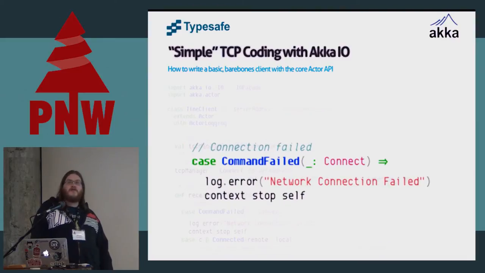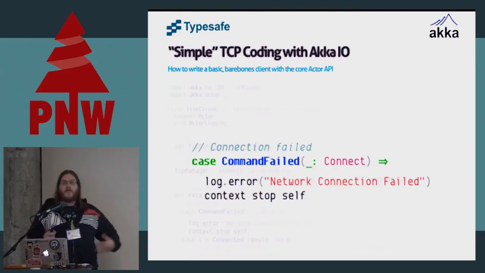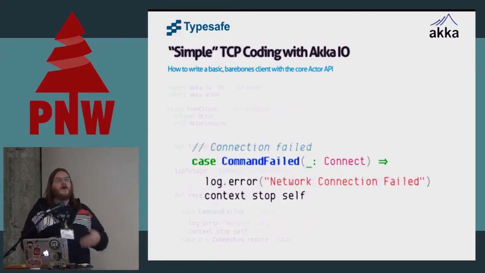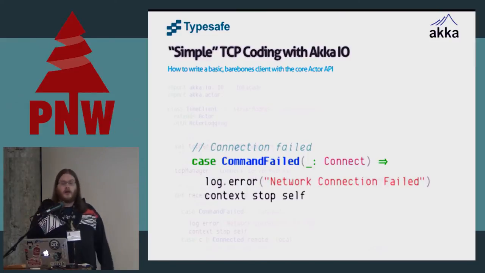Now, in our receive loop for our Akka behavior, if we get a CommandFailed with type Connect, that tells us that our network connection failed. In this case, I'm responding by shutting the actor down and just saying, you know, there's an error.